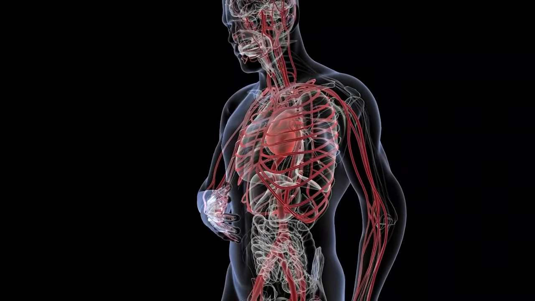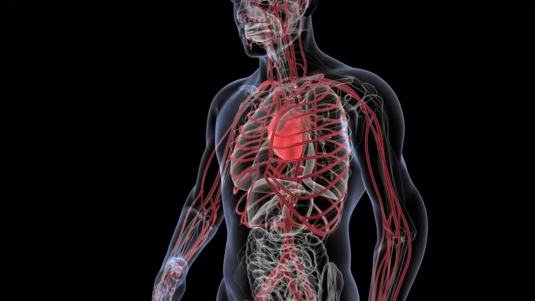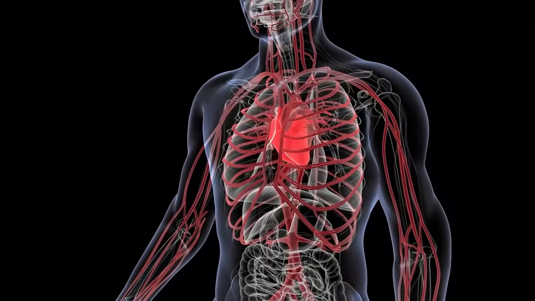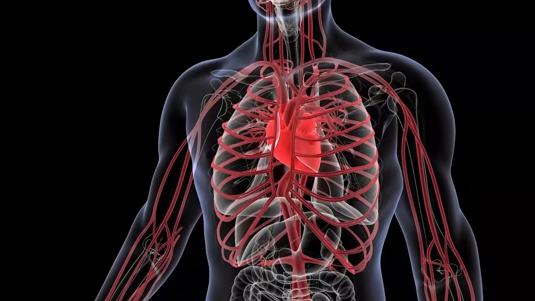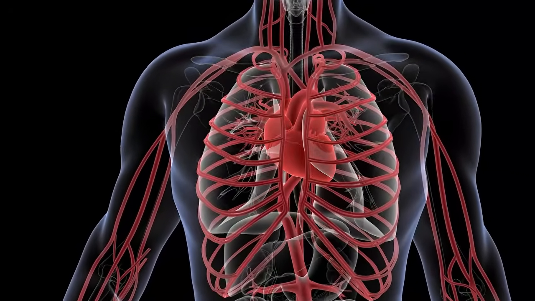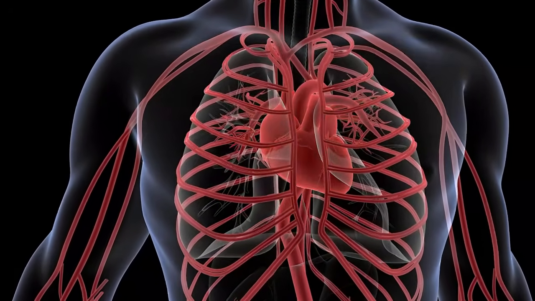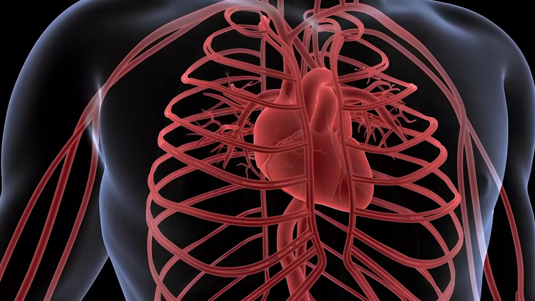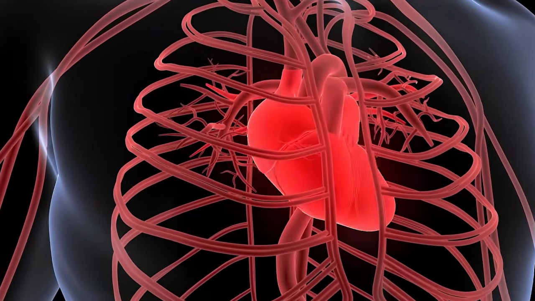The heart has 4 chambers: the left and right atria, and the left and right ventricles. The right atrium is the upper chamber on the right side of the heart. It receives oxygen-depleted blood from the body and pumps it into the right ventricle through the tricuspid valve.